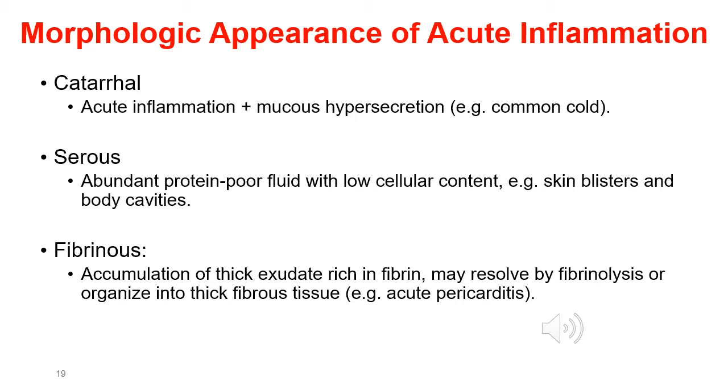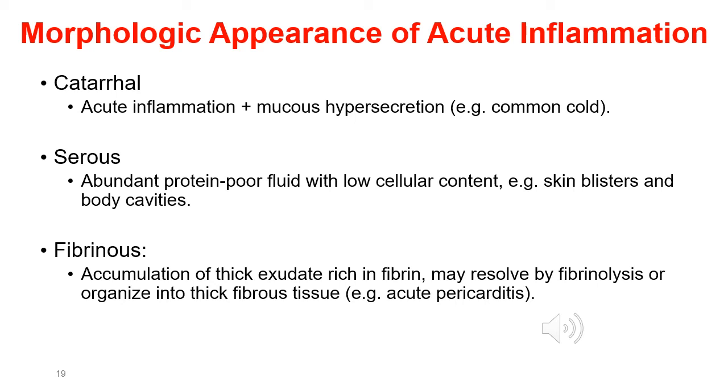The first one is what's so-called catarrhal inflammation, where there is acute inflammation and mucus hypersecretion. And the best example of that is the common cold, where you see congestion and mucus hypersecretions in the upper respiratory tract. The second type is what's so-called serous inflammation, where there is abundant protein-poor fluid with low cellular content. And the best examples are the skin blisters and the inflammation within the body cavities, like in the pleura or in the peritoneum.